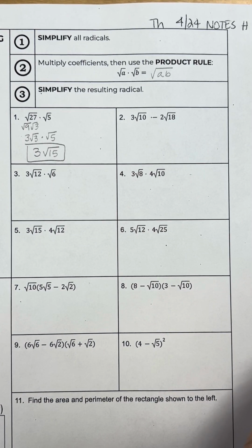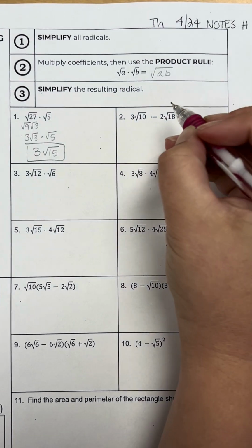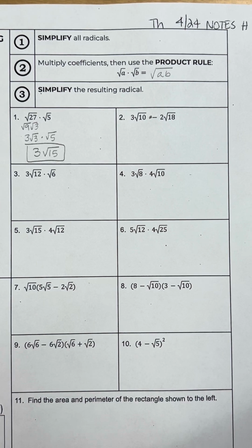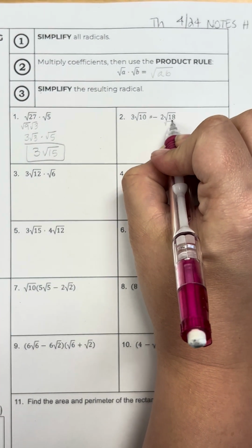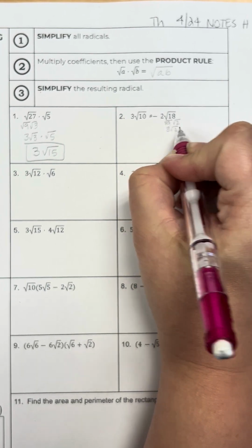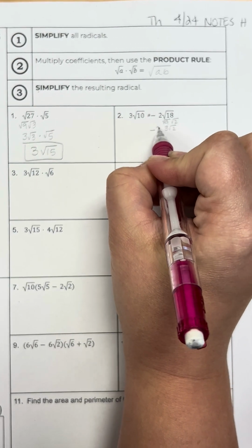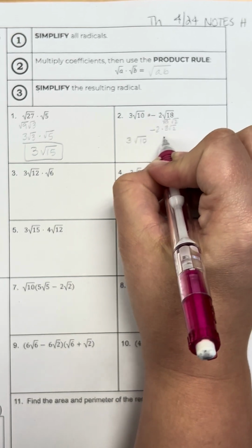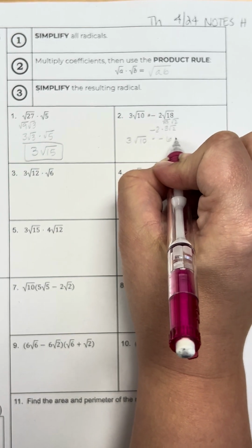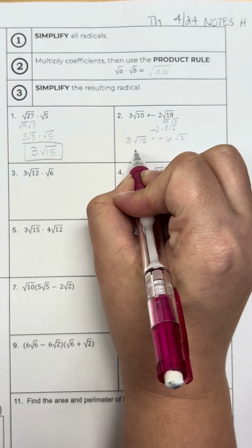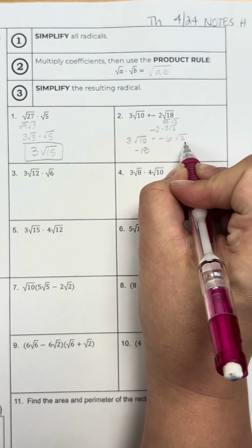Let's do one that can. So this is times a negative 2 radical 18. I'm going to start by breaking my radical 18 into square root of 9 times square root of 2. So that'd be 3 square root 2. Don't forget though it had the negative 2 out in front. So I really am looking at 3 radical 10 times a negative 6 radical 2.